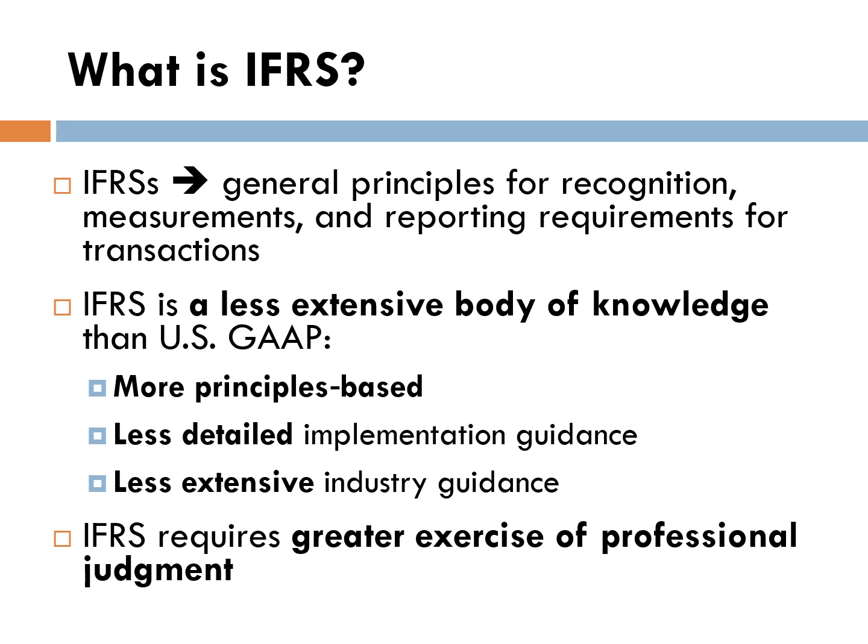IFRS only talks about general principles for recognition, measurement, and reporting. So we do not concern ourselves with special industries or detailed implementation. That's why when we implement IFRS, we require a greater exercise of professional judgment. The key point of IFRS implementation is the need for professional judgment. If we have good professional judgment, then it is not so difficult to implement international financial reporting standards. That's why we need greater exercise of professional judgment: IFRS is more principle-based, has less detailed implementation guidance, and also provides less extensive industry guidance.